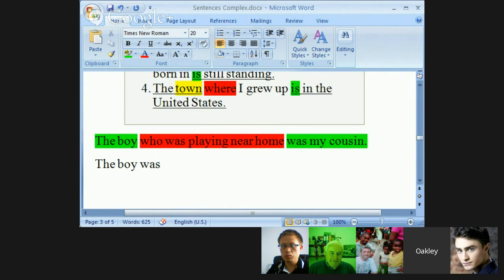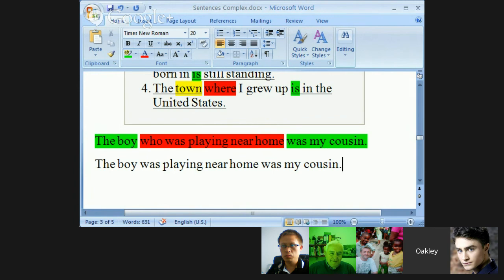The boy who was playing near home is my cousin. But if the sentence is in past tense, no. Yes, I know. I normally use it the same way, but is it still now your cousin or not? Well, this sentence just doesn't make sense.